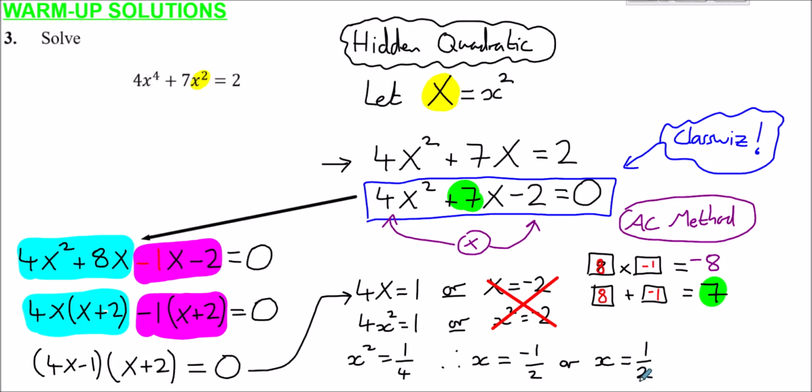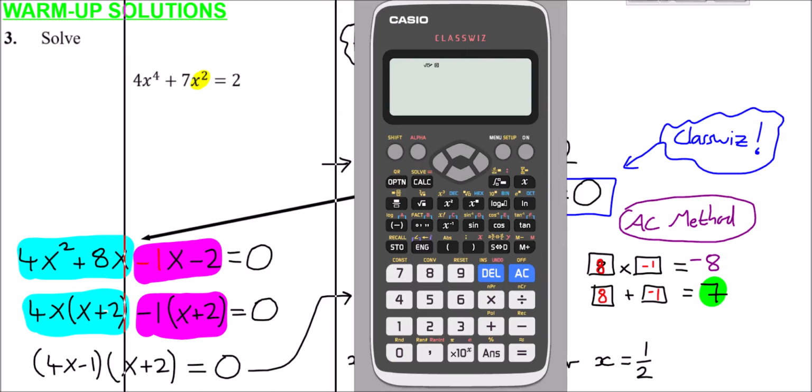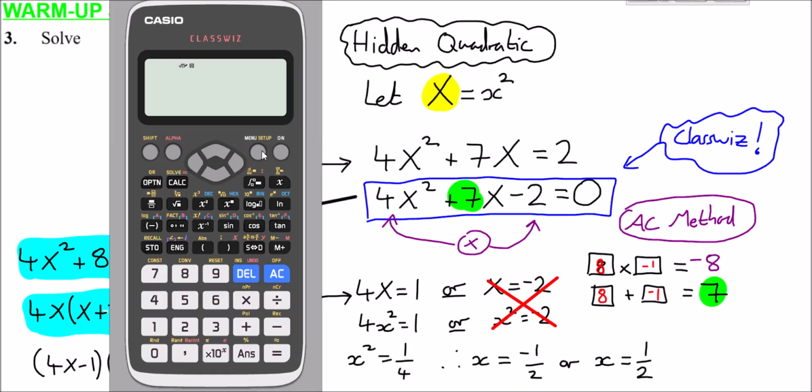And we're done. However, I did mention to you that we could have Class Wizzed it at this stage over here. So I'm going to show you how to just shortcut it and also check your answers on a ClassWiz. So get the ClassWiz ready to go, switch it on. Now we need to press menu, and we scroll along until we get to equation/func. So press this one here.